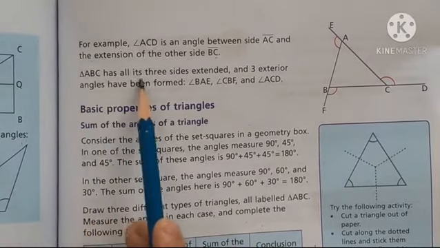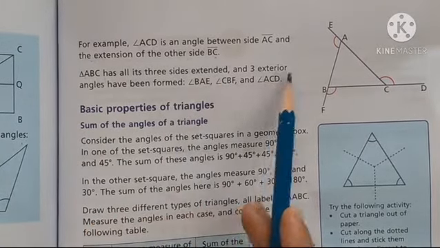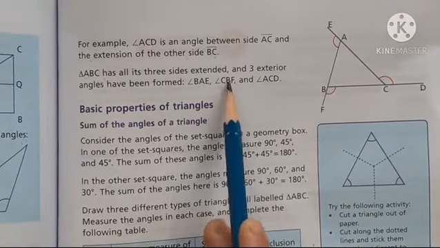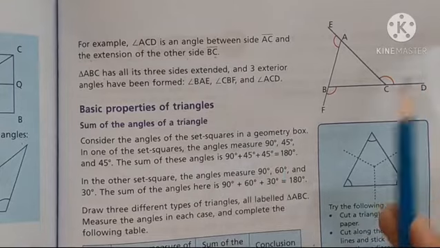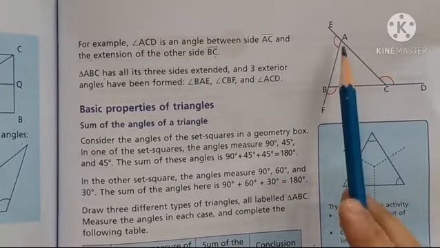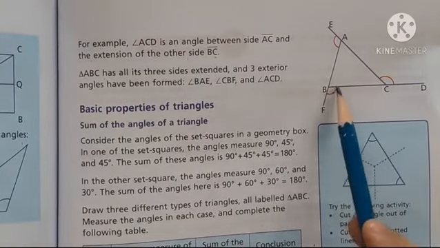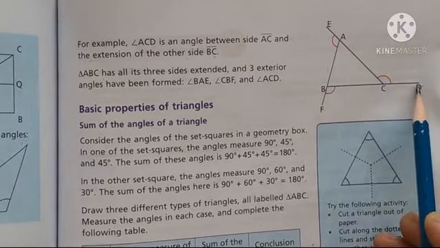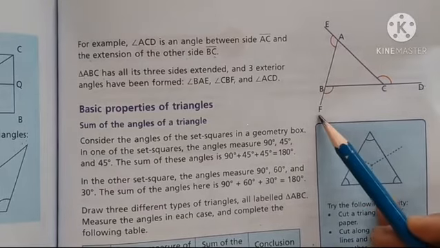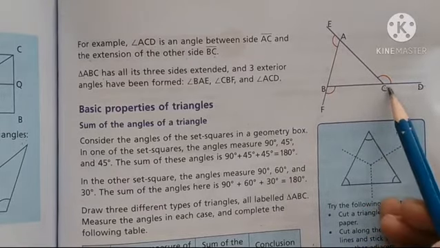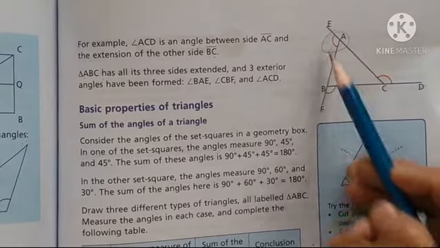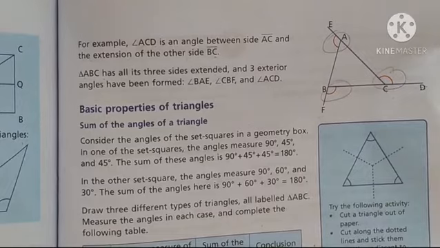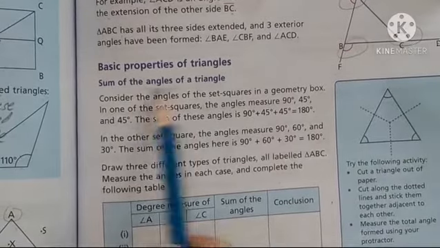Triangle ABC has all its three sides extended and three exterior angles have been formed: angle BAE, angle CBF and angle ACD. In this picture, this is a triangle and if we extend all sides of this triangle, look at here, we will extend BC at point D, we will extend AB at point F, we will extend AC at point E. These red signs represent the exterior angles of this triangle. Clear?